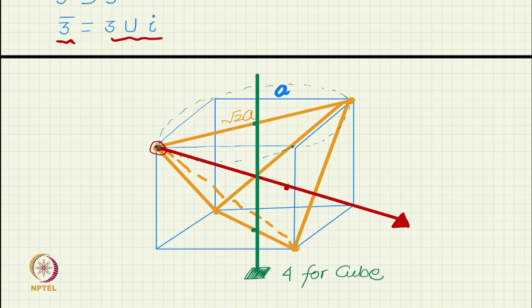For tetrahedron, what is it? Since if this corner is there, the neighboring corner is not there. So, a 90 degree rotation will not bring it into self coincidence. You have to rotate all the way by 180 degree. So, for tetrahedron, this is a twofold axis. But if you look carefully, it is a little bit more than twofold.